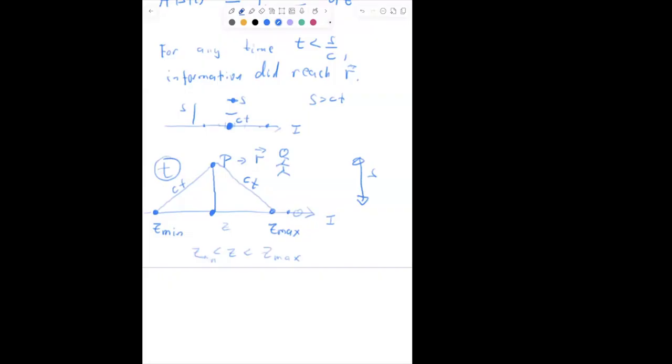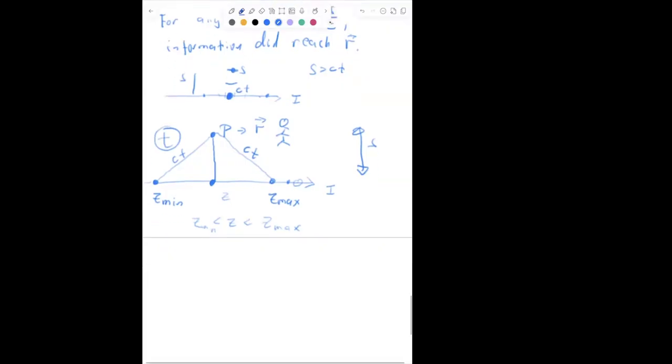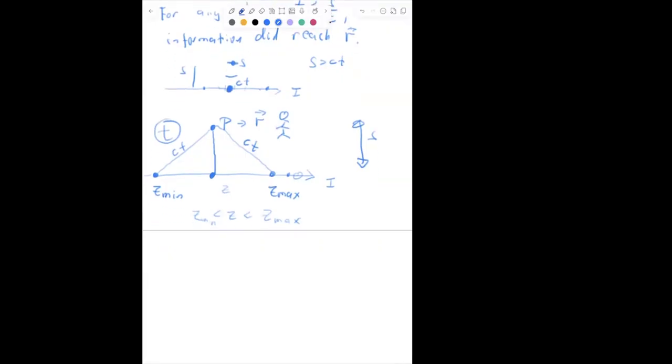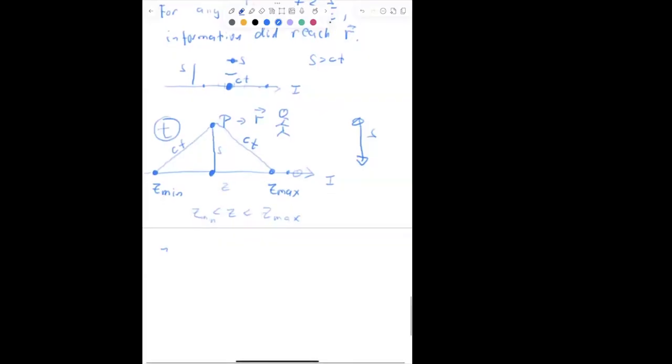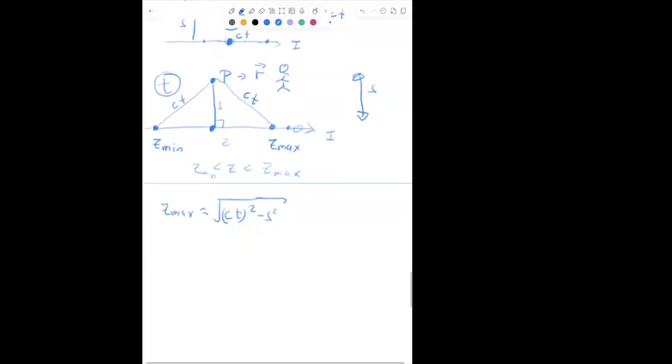And if this Z max to this point P, the distance is CT, what does it mean? It means the current was switched on at time t equals 0, and exactly this information on the switching on came from here to here exactly at the last time. Now I can easily find Z max, because this one is S, and then Z max, for example, is the square root of CT squared minus S squared, right? Because this is the 90-degree angle. I think this is clear, but if not, tell me.